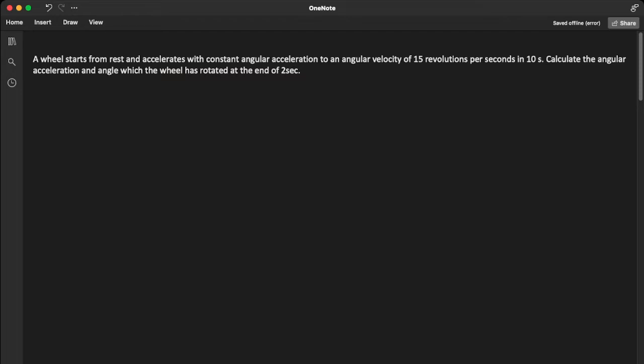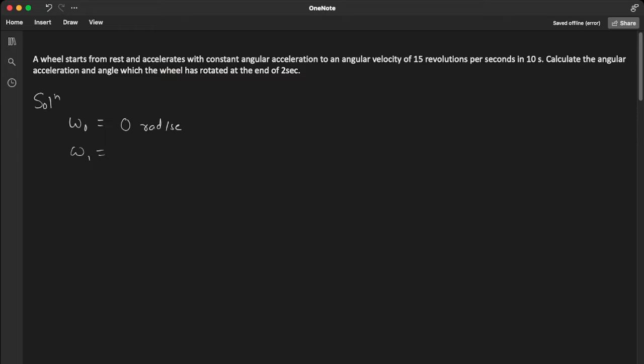So here, the first question has some given values. We'll write them down. The first thing is that the initial angular velocity of the rotation is 0, as it is mentioned that the wheel starts at rest, in radian per second. Then the final velocity is given as 15 revolutions per second.